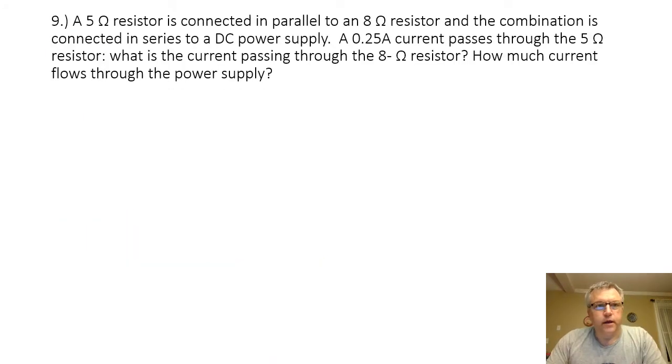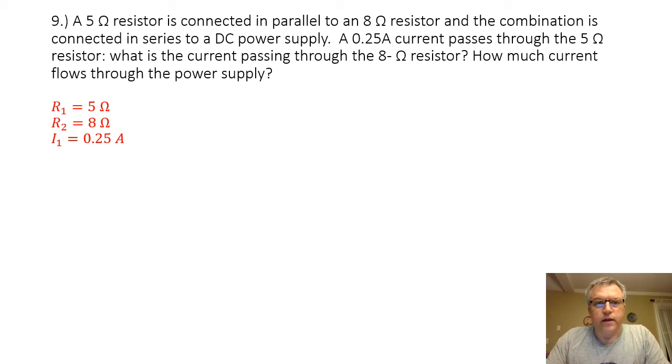Problem 9. A 5 ohm resistor is connected in parallel to an 8 ohm resistor, and the combination is connected in series to a DC power supply. A 0.25 amp current passes through the 5 ohm resistor. What is the current passing through the 8 ohm resistor, and how much current passes through the power supply?